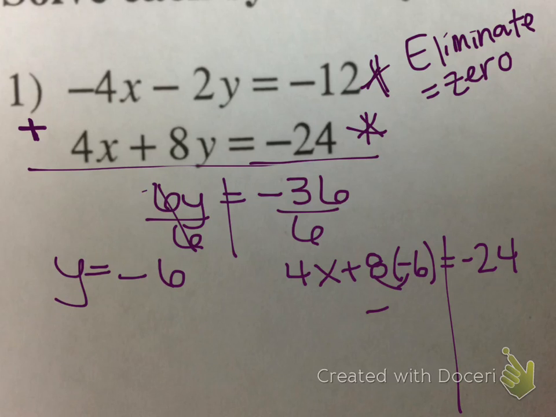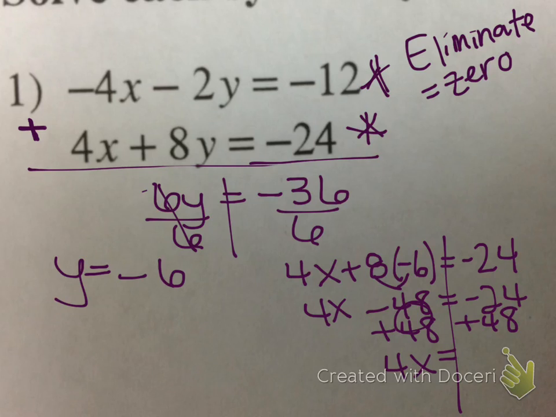So we got -48, bring down my 4x, equals -24. So I add 48, and 4x is 24, positives. Divide the 4, and x is 6.